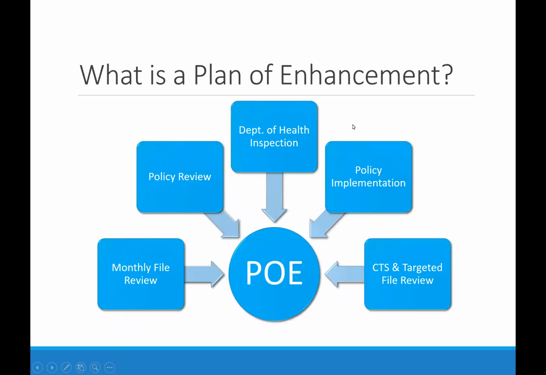What is a Plan of Enhancement? A Plan of Enhancement, also known as a POE, is comprised of multiple factors of different kinds of reviews that the Division of Developmental Disabilities does throughout a 2-year certification cycle, including a monthly file review, a policy review, Department of Health inspections, documents and procedures reviewed during on-site policy implementation visits, as well as file reviews for community training services and targeted file reviews for elements that have not been reviewed per the monthly file review as part of the monthly file review sample.